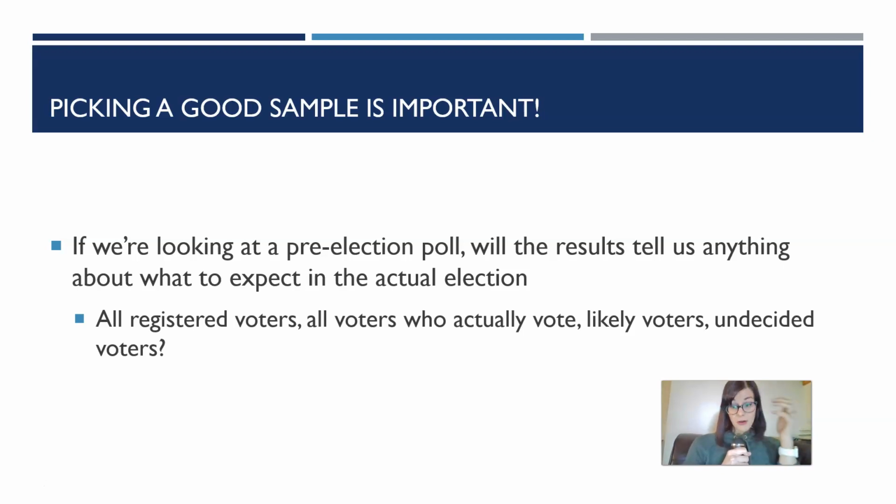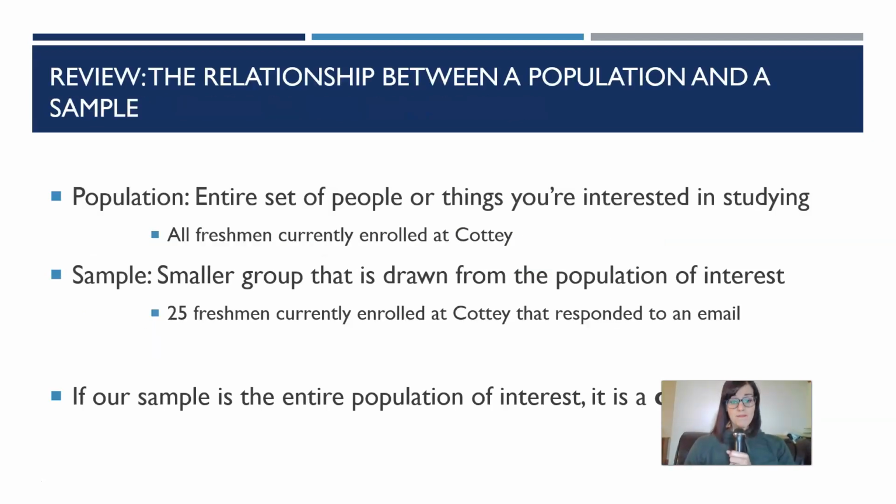Are we looking at likely voters? Are we looking at undecided voters? Undecided voters may not necessarily have a decision when they actually go vote, but in a pre-election poll, if you force them to pick, they have to pick one. That doesn't necessarily mean that they will go out and vote for that person in the actual election. So picking a good sample is really important, because if you pick a bad sample that's unrepresentative of your population of interest, you can't really draw any sort of conclusions. You can't make the kind of predictions that you want to make, and that's a problem.